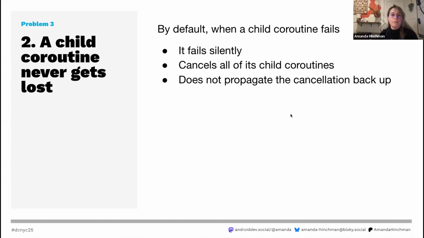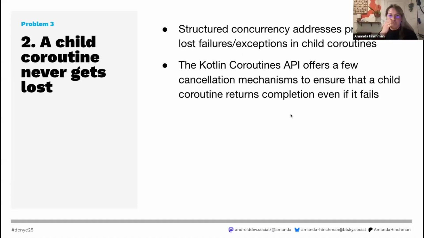And on top of that, unless you set it up a certain way, that cancellation does not get propagated back up. So it's really important to understand this, because people say, why are things getting lost? I don't understand. It's because this is how the default behavior works. So structured concurrency addresses these problems of lost failures and exceptions in child coroutines. And the Kotlin Coroutines API offers a few cancellation mechanisms to ensure that a child coroutine does return completion, even if it fails.